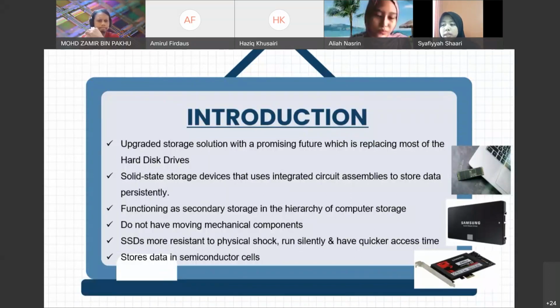SSD stores data in semiconductor cells. As of 2019, cells can contain between 1 and 4 bits of data. SSD storage devices vary in their properties according to the number of bits stored in each cell. This part will be explained further by Aliyah. So, Aliyah, next slide.